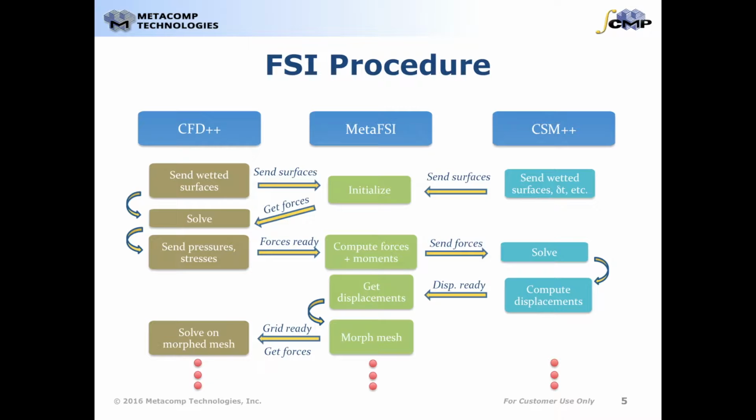MetaFSI, in turn, computes forces and moments from the CFD++ solution and transfers them onto the CSM++ structural grid. Next, CSM++ is instructed to compute displacements based on these forces received, which are then again sent back to MetaFSI. And finally, to complete one FSI iteration, MetaFSI takes these displacements received from CSM++ and morphs the mesh as per the options specified during the setup process. This morphed grid is sent to CFD++ again, and this whole process is repeated, depending on the type of analysis, until some convergence criterion is satisfied or for a specified number of time steps.